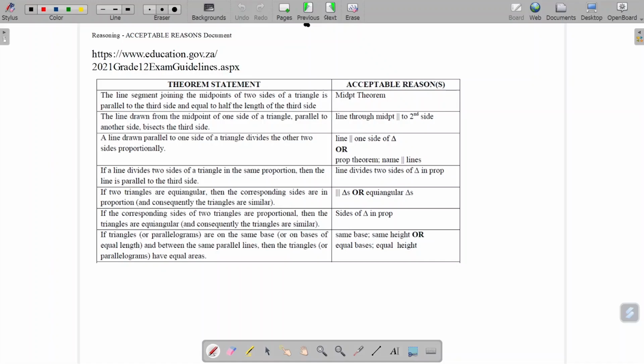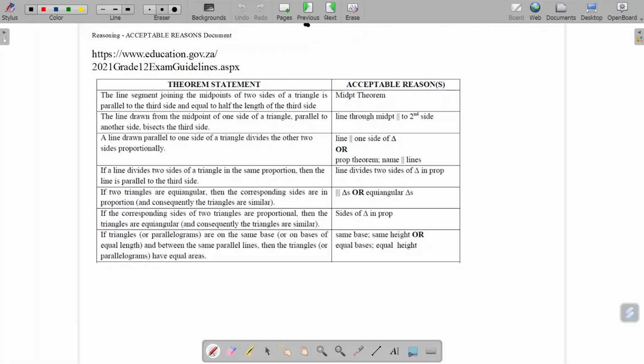The government has laid out a document, the grade 12 exam guidelines, the address is given here at the top of the screen, and in that document, on pages 9 to 11, they lay out exactly what reasons they would like you to use for your exam geometry. What I've got here on the screen right now is a small section of that document, the reasons that you require for the grade 12 material, the midpoint theorem and the proportion theorems.